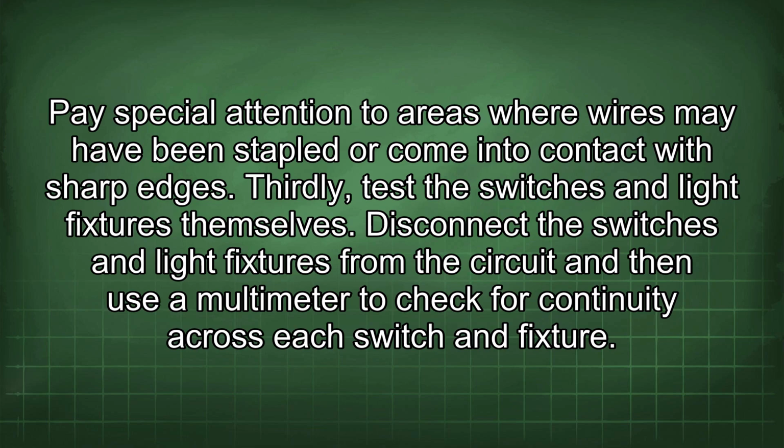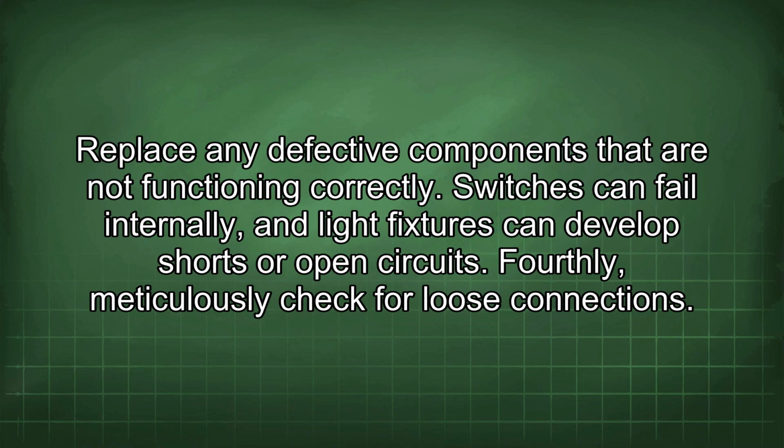Thirdly, test the switches and light fixtures themselves. Disconnect the switches and light fixtures from the circuit and then use a multimeter to check for continuity across each switch and fixture. Replace any defective components that are not functioning correctly. Switches can fail internally and light fixtures can develop shorts or open circuits.